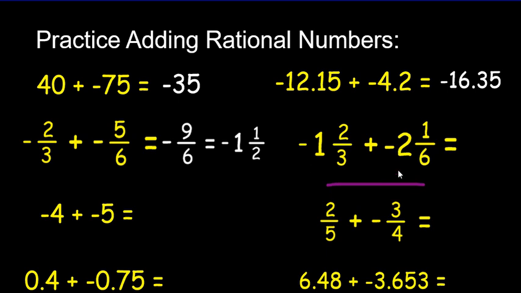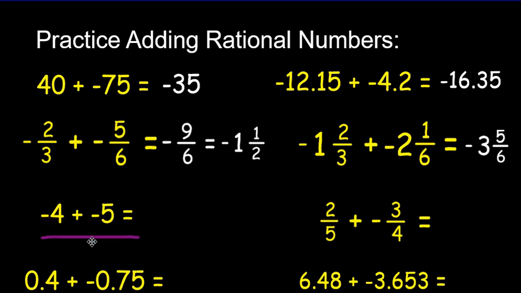Notice again we have two negatives. This time they're both mixed numbers, but when we have two negative values, remember it's just like adding two positive values, except our sum will be negative. Don't forget to convert to a common denominator. Okay, let's see how you did. Negative 1 2/3 would convert to negative 1 4/6. When we add them together, we add the whole numbers to get negative 3 and the fractions to get negative 5/6, for an answer of negative 3 5/6.